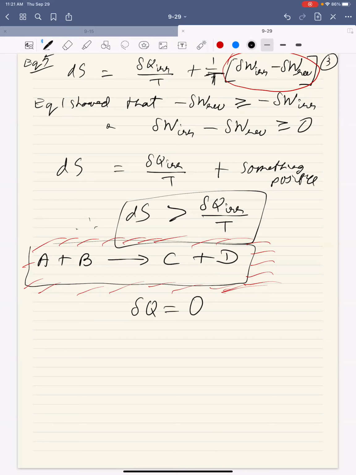For the change to be irreversible, dS should be positive, right? So now, if the entropy of C plus entropy of D minus entropy of A minus entropy of B is positive, the reaction will proceed in the forward direction. If this is negative, the reaction will proceed in the backward direction. If this is 0, the reaction will be reversible. You will not have anything. So this is why it is so powerful.